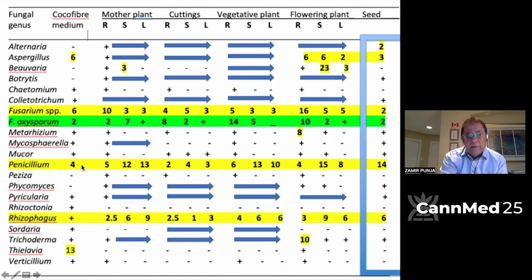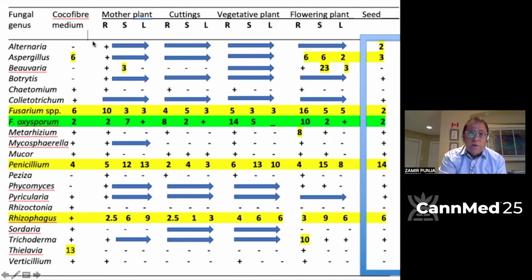Similarly, Penicillium is found in every tissue sample from every different type of plant source that we looked at, including seeds. And then Rhizophagus, which is a mycorrhizal fungus, quite a bit of a surprise to find that this particular genus was present in every tissue sample all the way across the different plant types, including seeds.